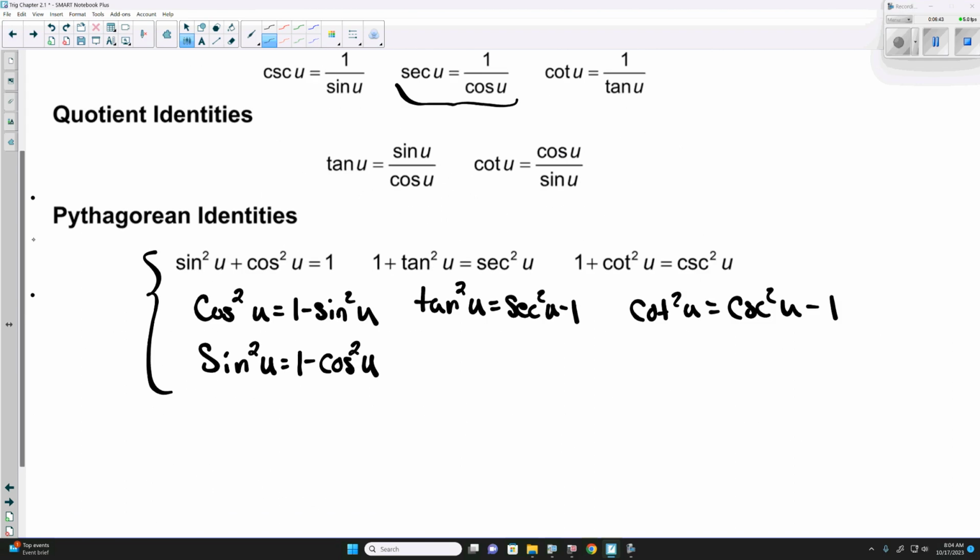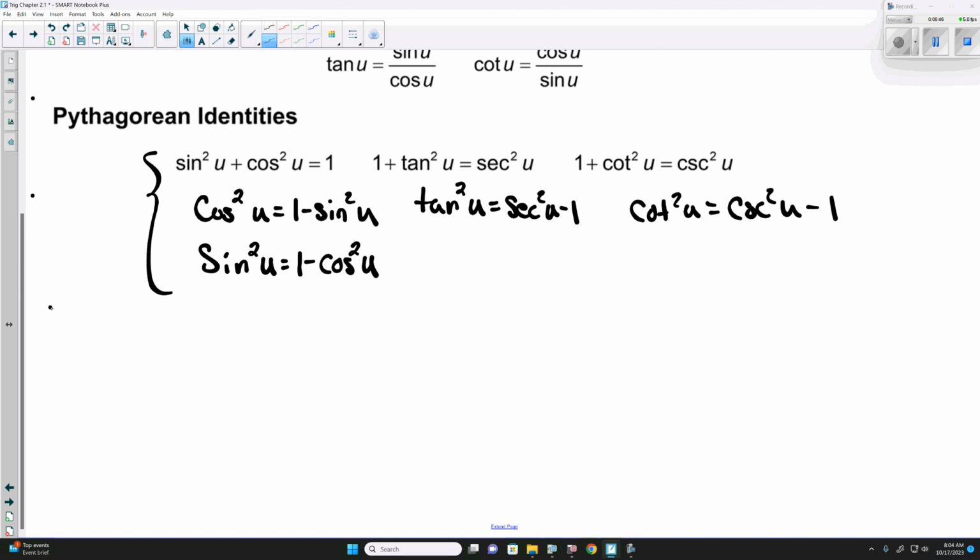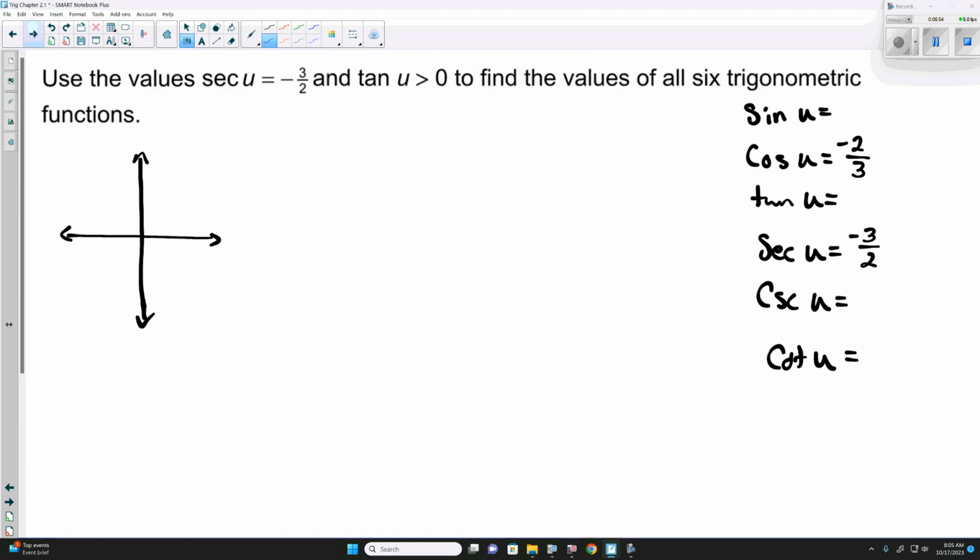I could use this formula to find tangent. So I'm going to write this in the middle here. Because we were saying that secant squared of u is equal to 1 plus tangent squared of u. And we know whatever value tangent is, it has to be positive, because tangent of u is greater than 0. Now, secant of u is -3/2.